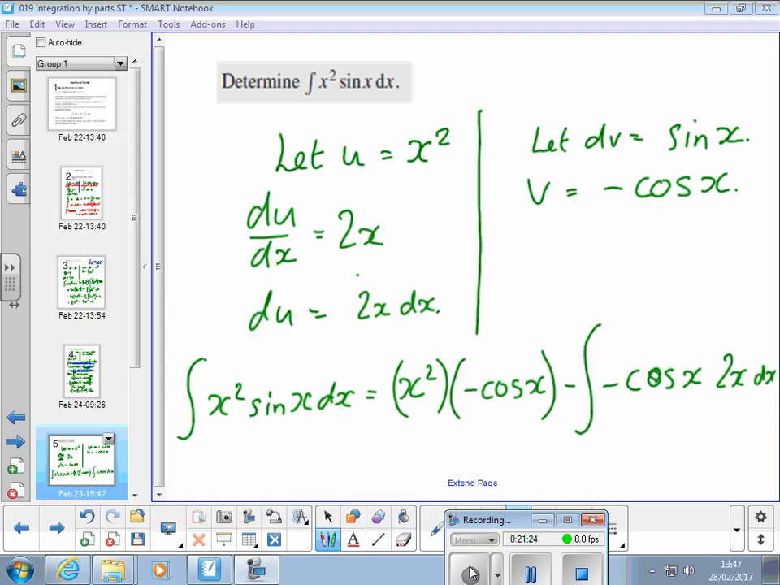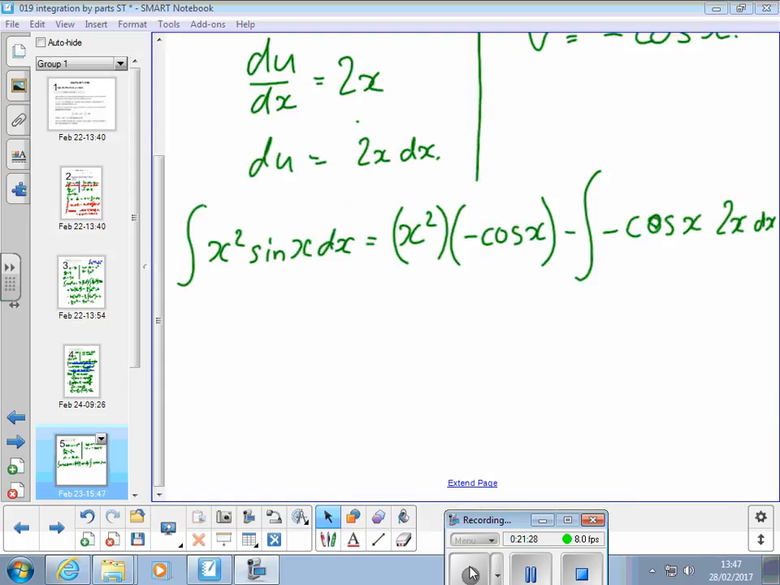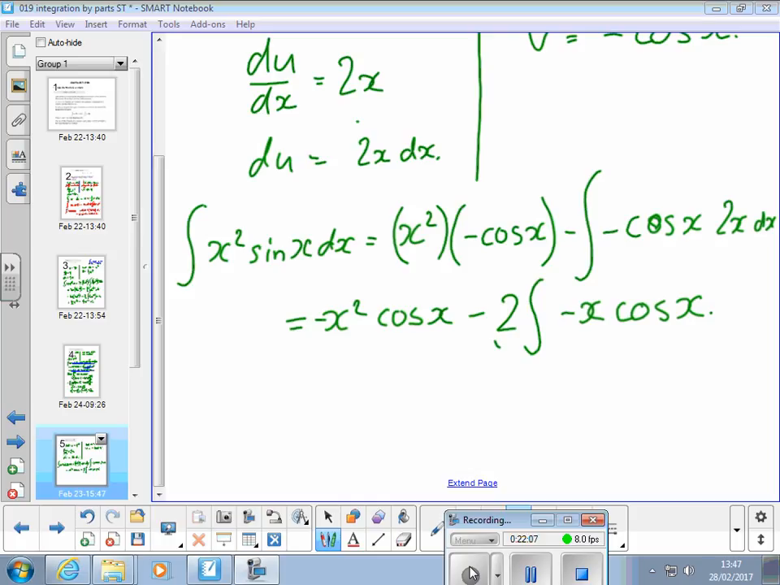Now, can anyone see what the problem is there? Yes. If we simplify, if we write this out again as minus x squared cos x there, minus the integral of, we can take the constant 2 outside of the integral, but we've got minus x cos x to integrate. In fact we could take the minus 1 outside as well, make that plus 2 times the integral of x cos x.